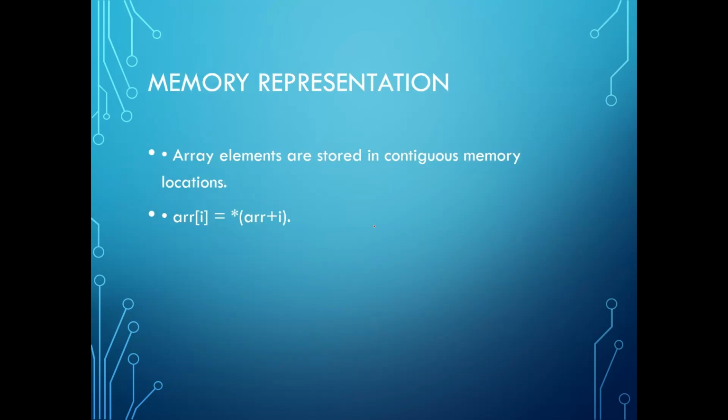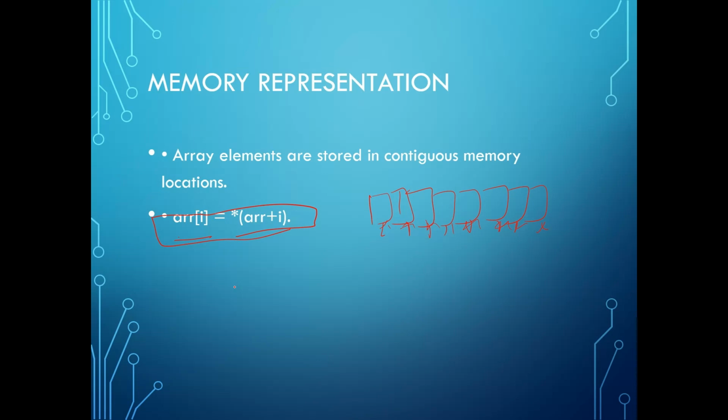Now coming to the memory representation, how does the memory representation happen for the array? Arrays are stored in contiguous memory. Suppose 1 2 3 4 5 6 7 is given; it will store first here, then here, then here, and so on. This is how the contiguous memory location works. So you can see array[i] is equal to *(array + i). You can define it that way; both are equal. We will talk about pointers later.